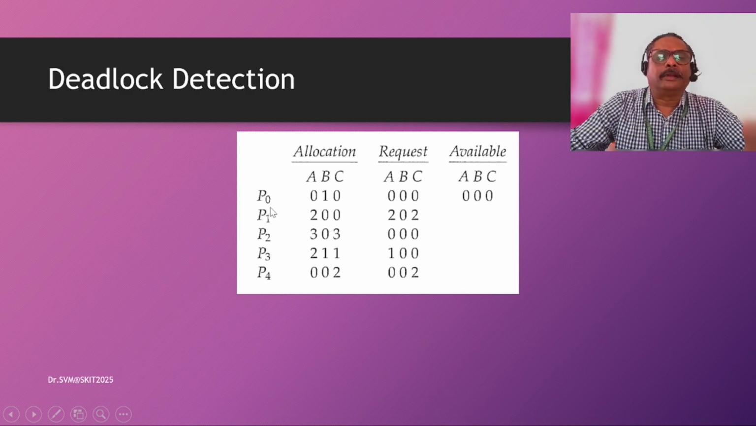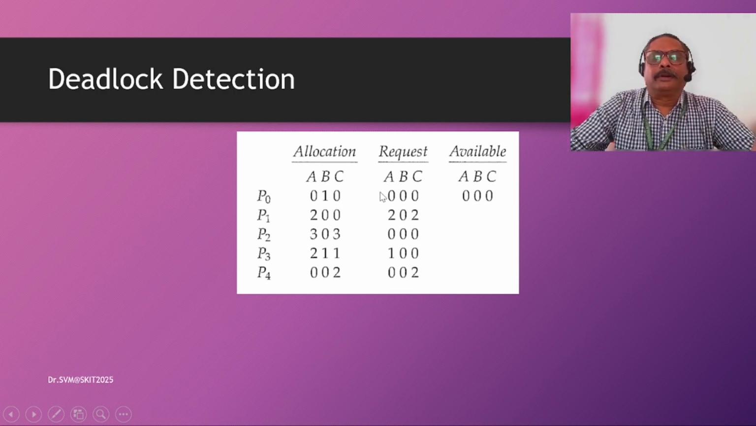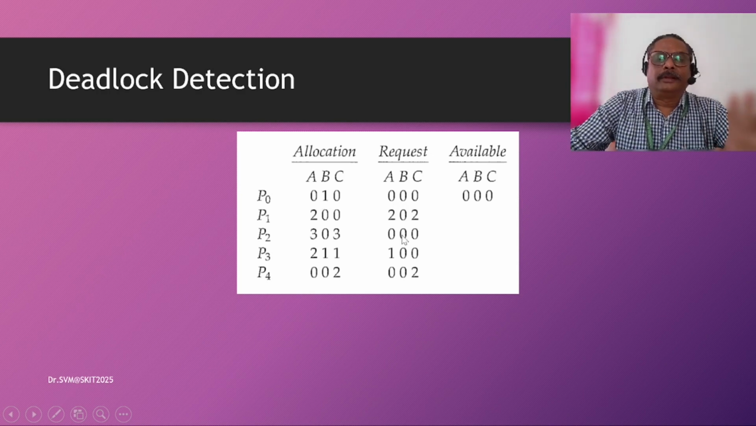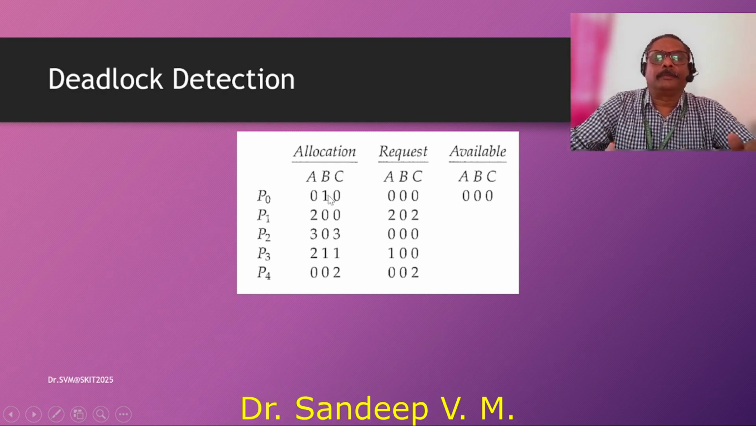If you look at that, we realize that P0 does not require any more. Whatever it has, 0, 1, 0, is sufficient to complete it. So let's complete P0. P0 completes its job, and this one instance of B is released. Then if you go down, we realize that P2 also doesn't require any more resources. It has got all it wanted, therefore without anyone's support P2 can also continue. After P2 completes, 3, 0, 3 are released. After P0 completes, this 0, 1, 0 is released. Now we have availability of 3, 1, 3 in all.